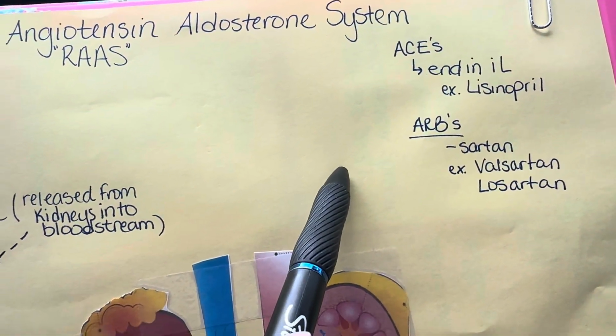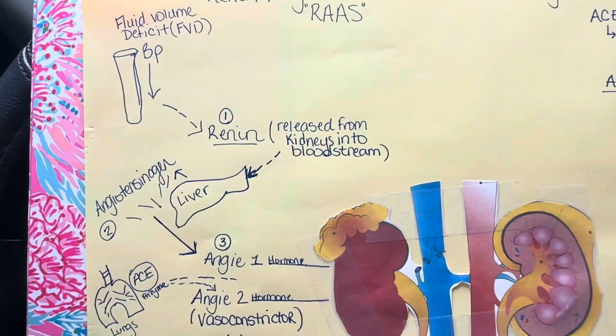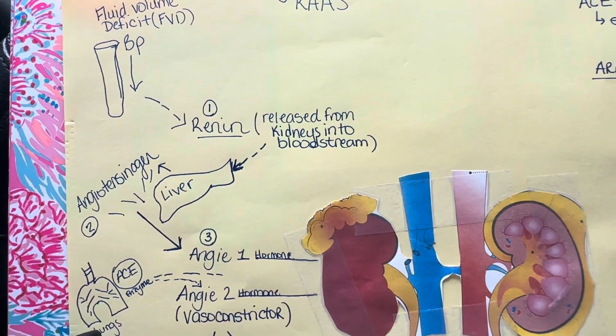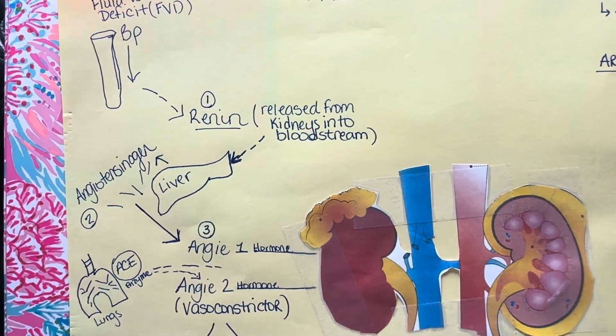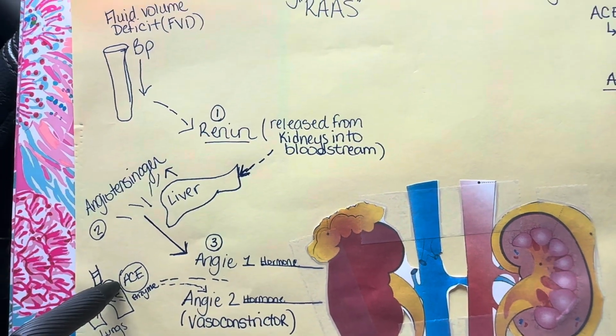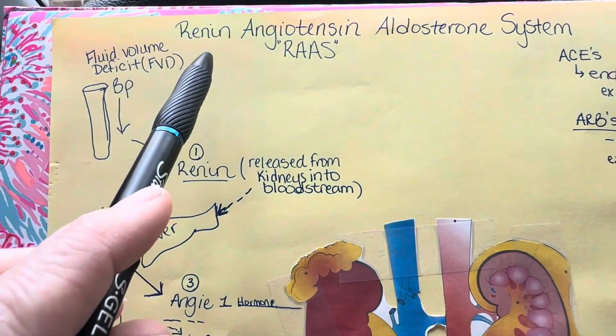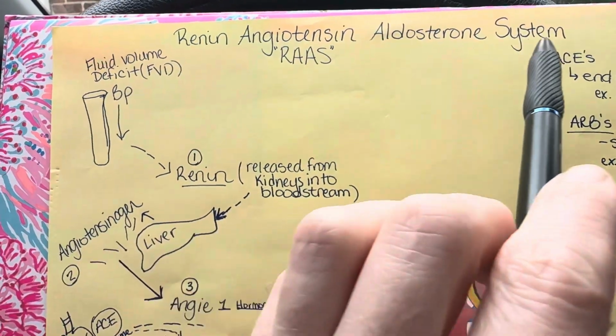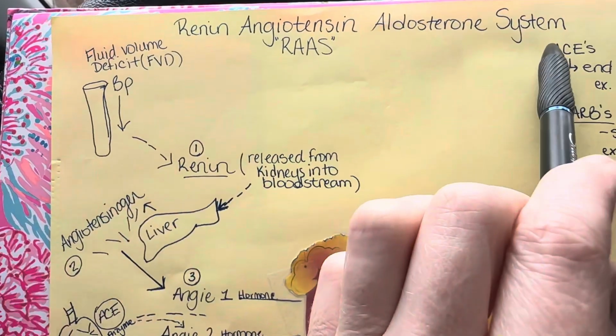So again, if the diagram here helps you, by all means, just let me know. Or you can draw it for yourself. I was trying to get a little creative to make it a little bit easier. But again, also think renin-angiotensin-aldosterone system. So remember, it does go in a system.